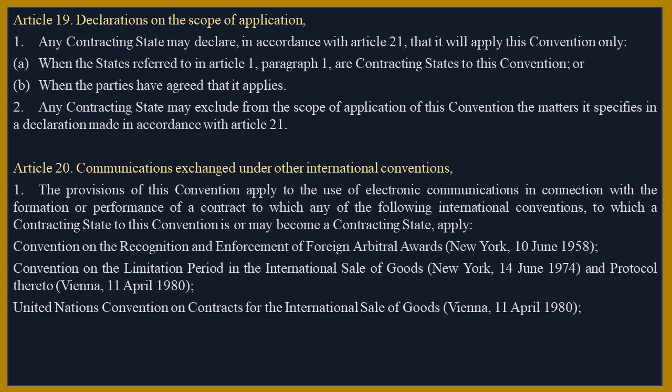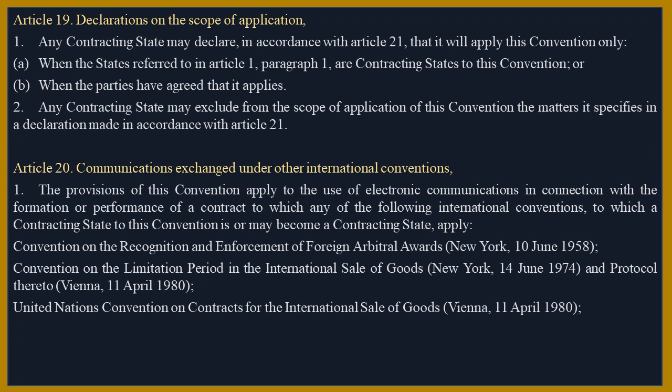Article 19. Declarations on the scope of application. 1. Any contracting state may declare, in accordance with Article 21, that it will apply this convention only, a. when the states referred to in Article 1, Paragraph 1, are contracting states to this convention, or b. when the parties have agreed that it applies. 2. Any contracting state may exclude from the scope of application of this convention the matters it specifies in a declaration made in accordance with Article 21.